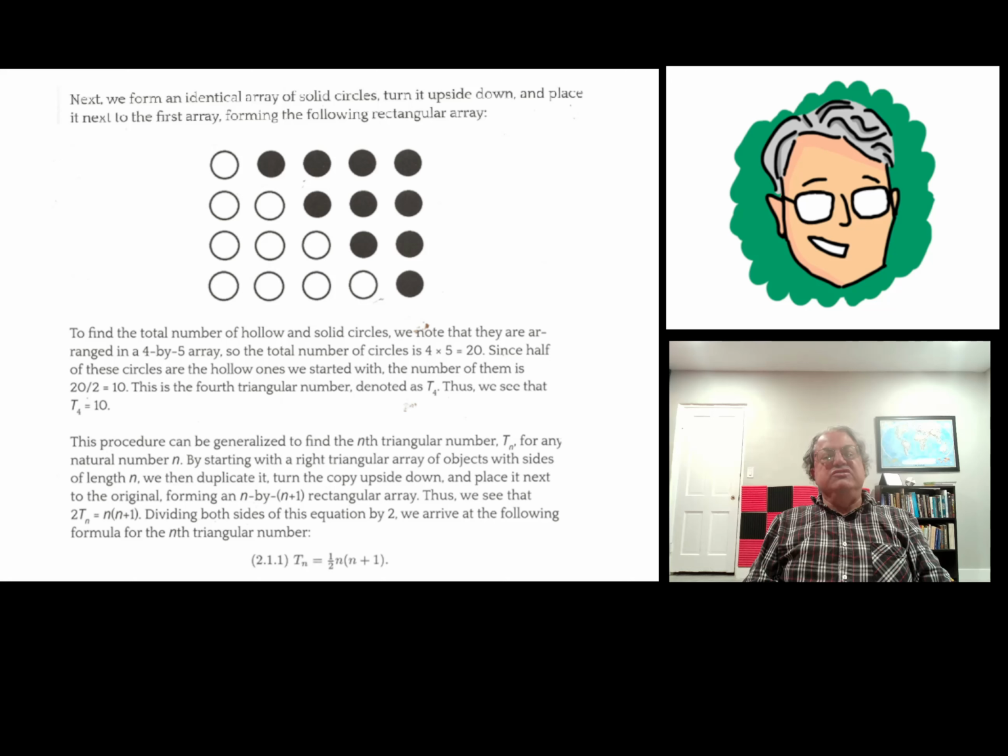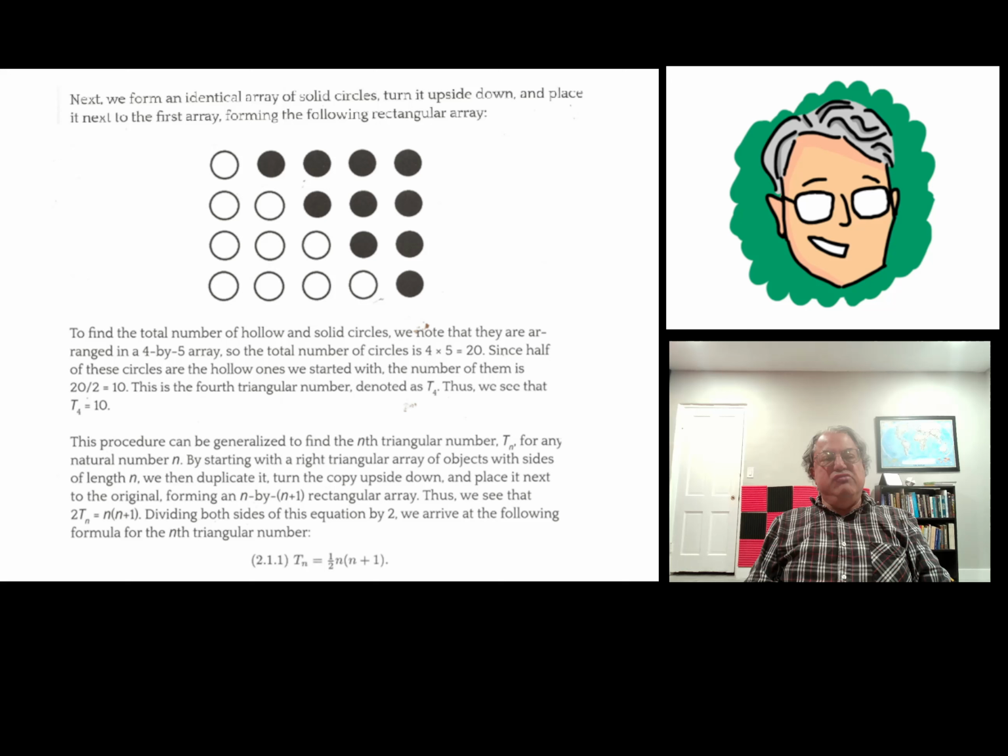So we determine that 2Tn equals n times n plus 1. To get Tn, all you have to do is divide by 2. Therefore Tn equals 1 half n times n plus 1. Sometimes people write this as n times n plus 1 over 2. Anyway, that's the formula. That's how you come up with a formula for the nth triangular number.